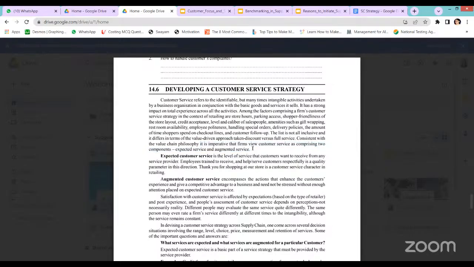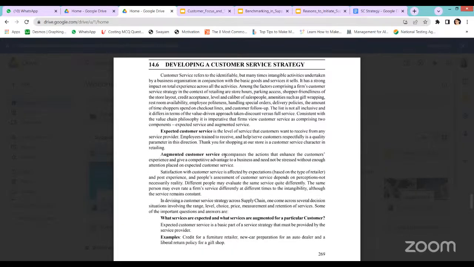Yes, expected services: uniform layout, store layout, shopper-friendly layout is enough for a store demand. But what is the augmented service the customer expects from the organization? Look for, from the organization, employee politeness, right? Gift wrapping, or accepting your delivery policies, customer follow-ups, checkouts, or certain other services which simultaneously are part of your basic services. So this is the responsibility of the organization in providing.